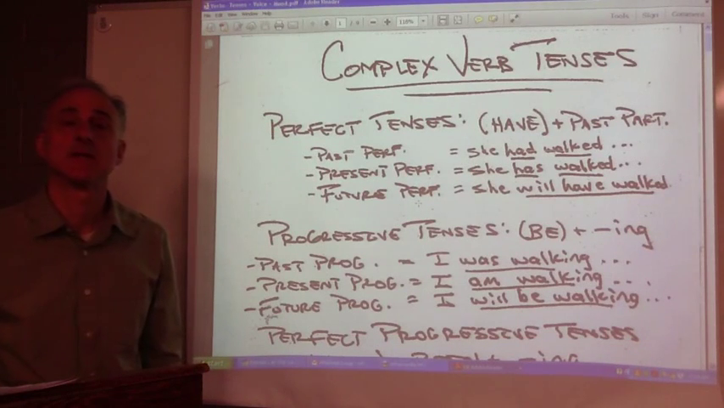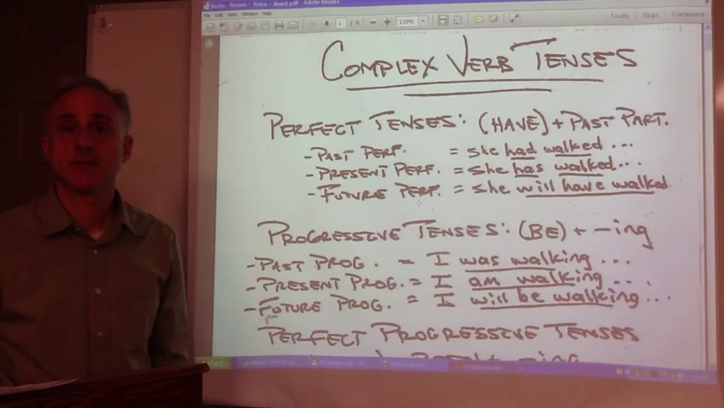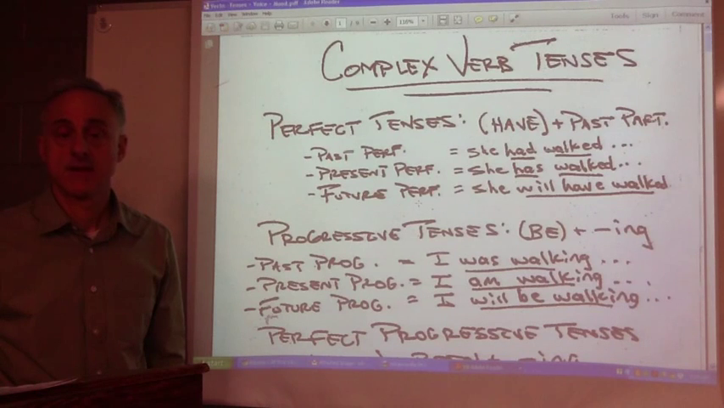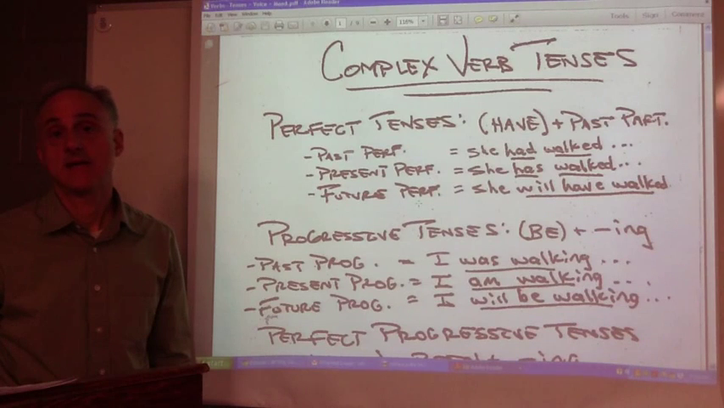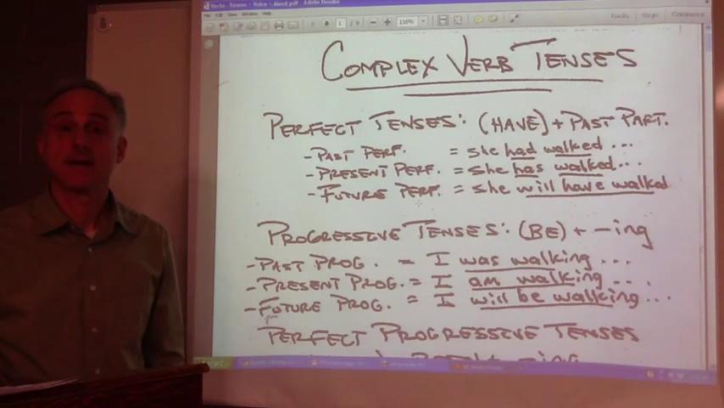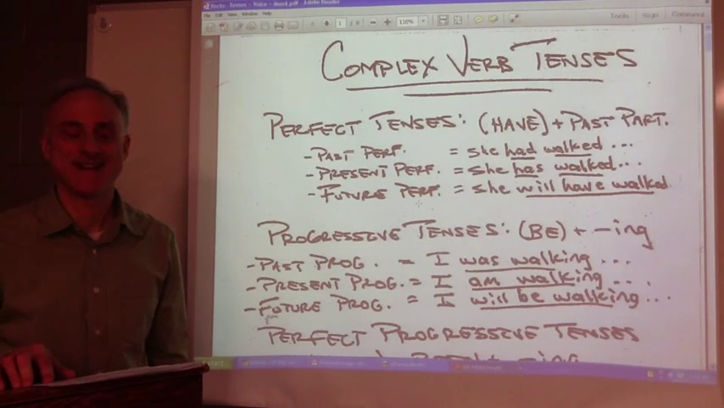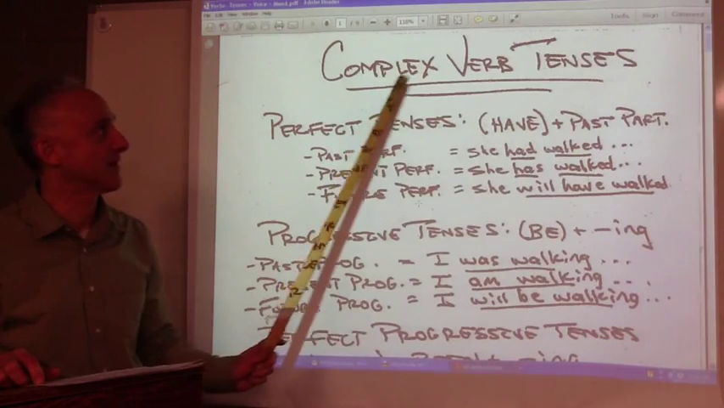Verbs indicate different time periods. You have the simple present, past, and future. Simple past, I was. Simple present, I am. Simple future, I will be. Or with a different form of verb that isn't so irregular, you could have past, I walked, present, I walk, and future, I will walk. We are not focusing on that today. We are focusing on complex verb tenses.